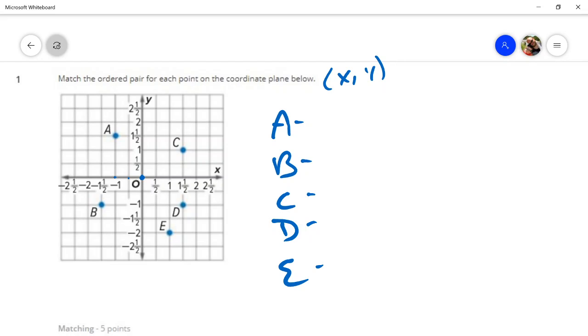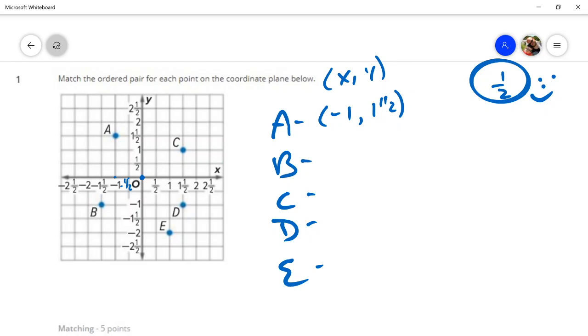Well, those numbers are kind of deceiving right there, aren't they? So this is in halves. We've got to be careful. So that's a negative half, negative 1, negative 1 and a half, negative 2. Each of these is a half, so we have to be careful. So negative half, negative 1, so negative 1 is the x. Half, 1, 1 and a half is going to be the y.